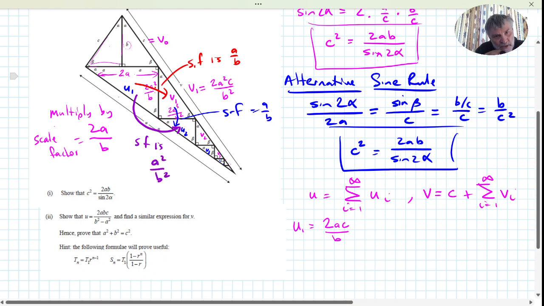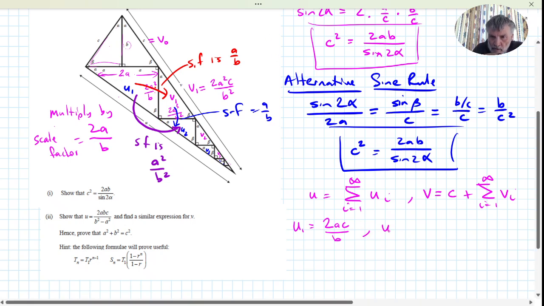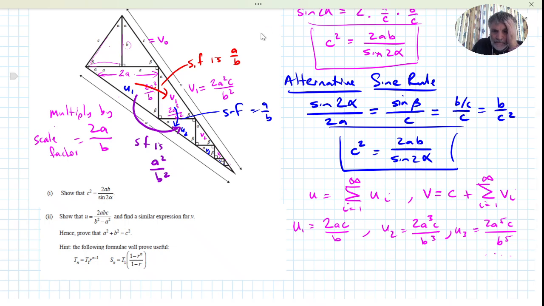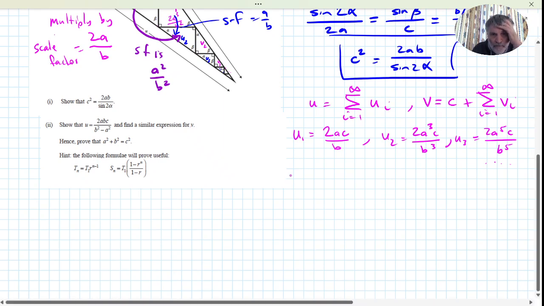And so that will tell us that u2 is 2a cubed c over b cubed. u3 is 2a to the 5 over b to the power of 5, etc. Dot, dot, dot. Then u, remember, is the sum of all these things.